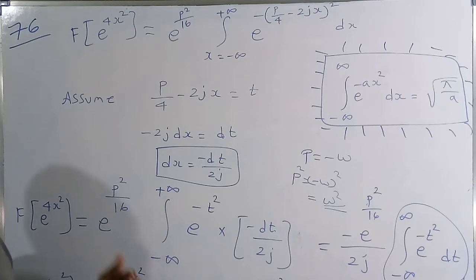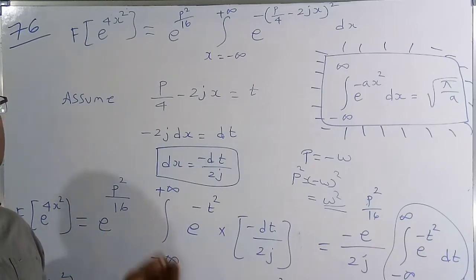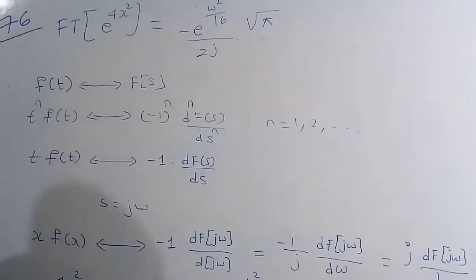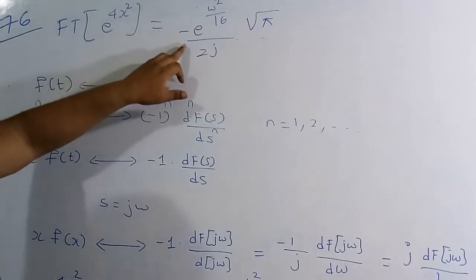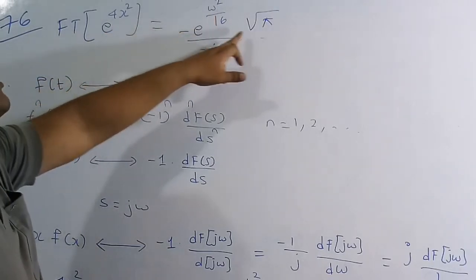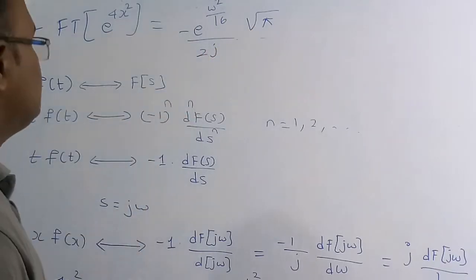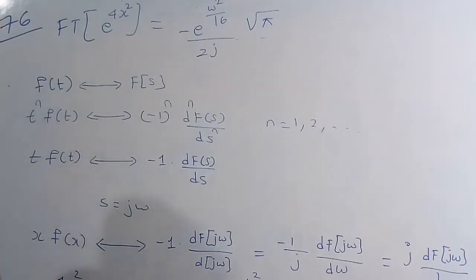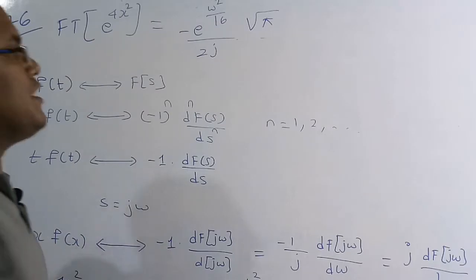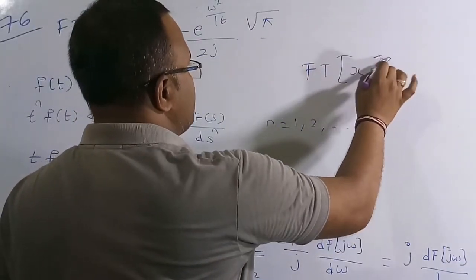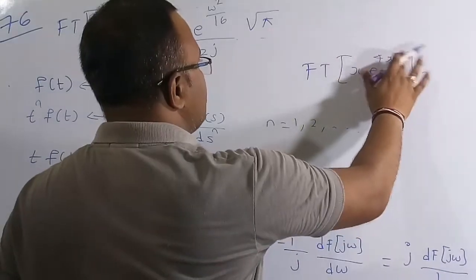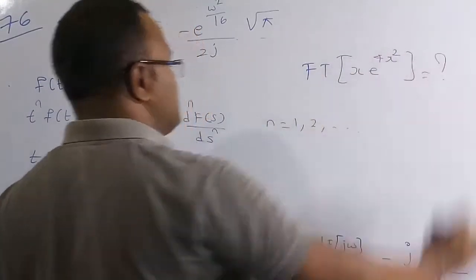But we need to find the Fourier transform of x into e to the power of 4x square. With the help of this, we are going to try to find it. We got the expression of the Fourier transform of e to the power of 4x square, which is equal to minus e to the power of omega square by 16 into root pi by 2j. But we have to find the Fourier transform of x into e to the power of 4x square, and we know only the value for e to the power of 4x square. So this expression we need to figure out.